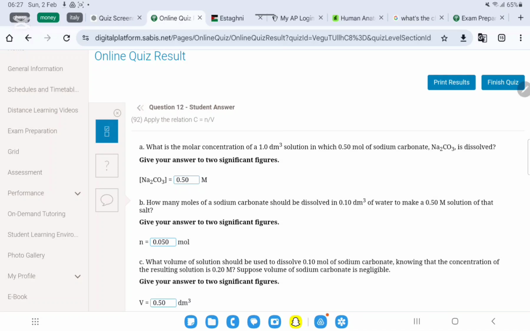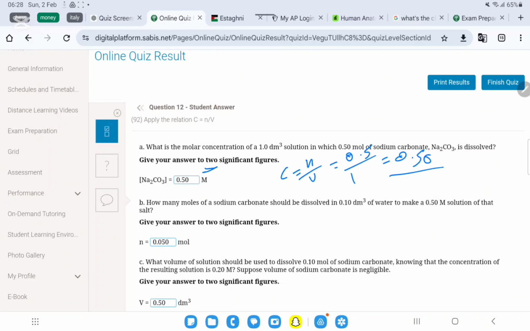What is the molar concentration of 1 decimeter cubed solution in which 0.5 moles of sodium carbonate is dissolved? We have C equals n over V. n is 0.5, V is 1, so you get 0.5. Two significant figures, so you add a 0: 0.50.